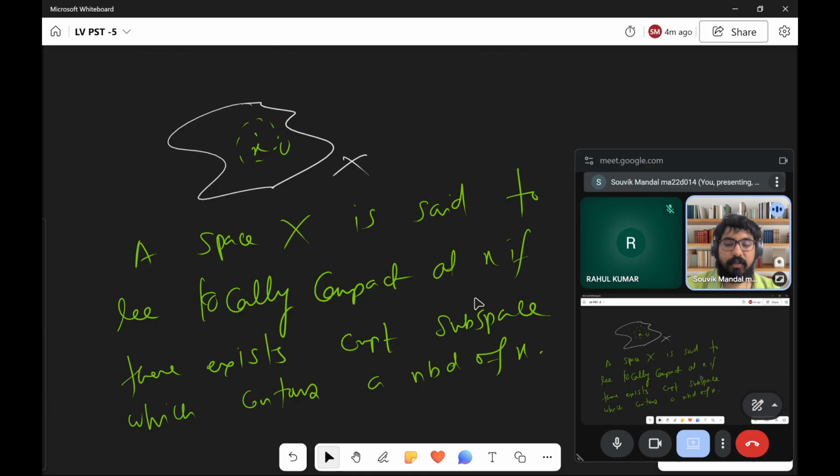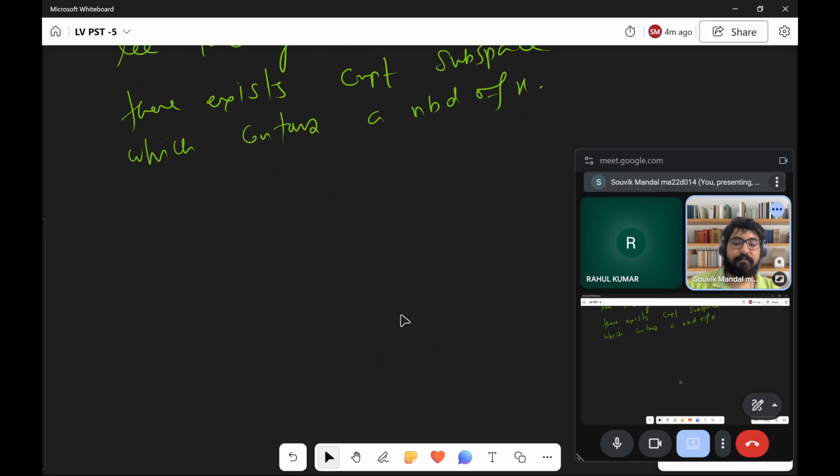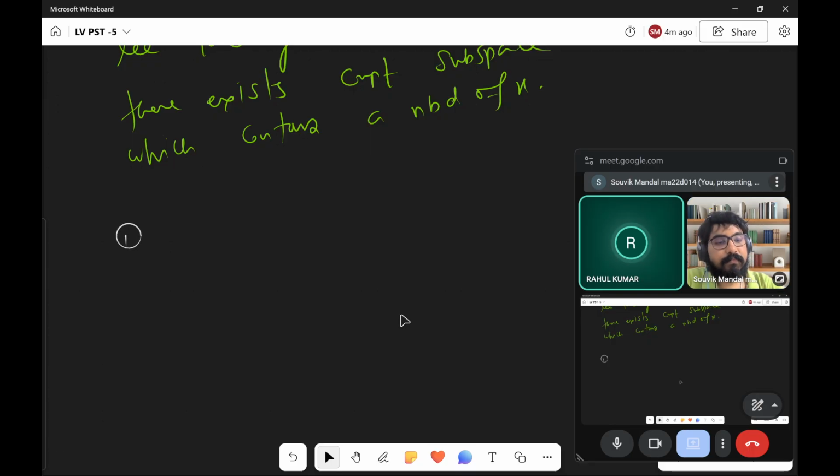So tell me whether the real line is compact or not. Sorry, is the real line locally compact or not? Yes, sir. Why? Because for every point of the real line we have a compact subspace. What is the subspace? That is the question. Tell me the subspace. We take a point x which belongs to R, so we can get an epsilon distance, the closed interval from x minus epsilon to x plus epsilon. We can take this subspace.